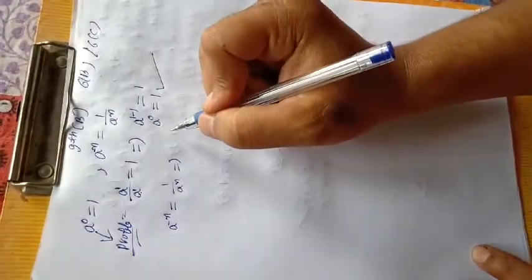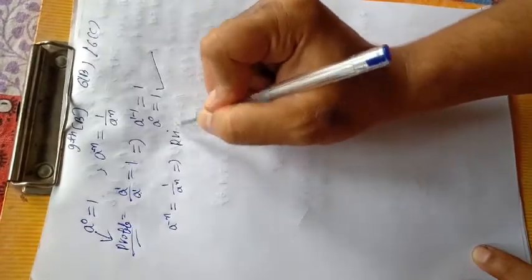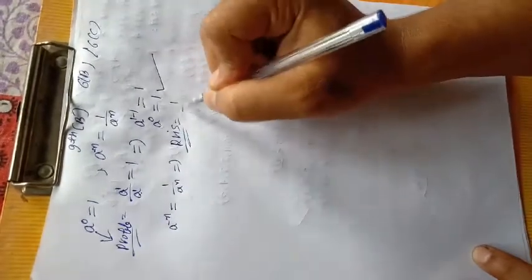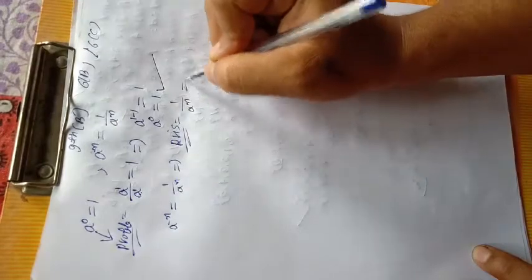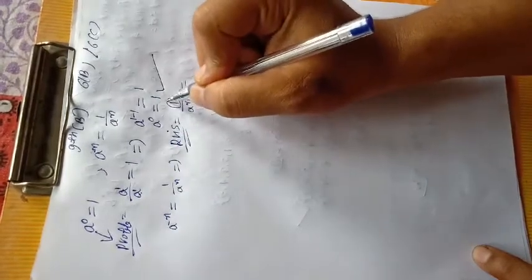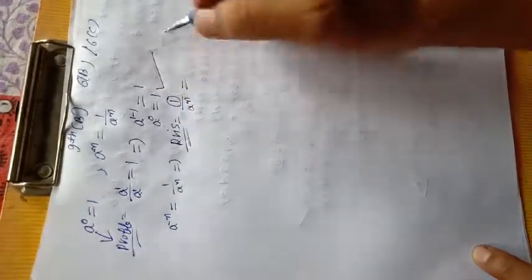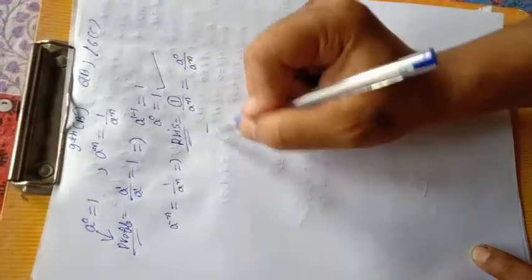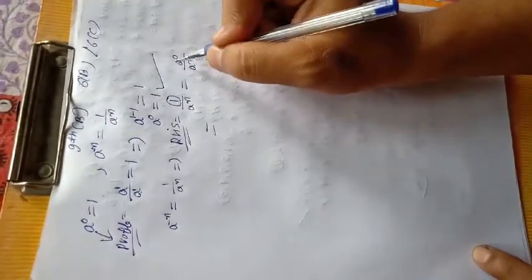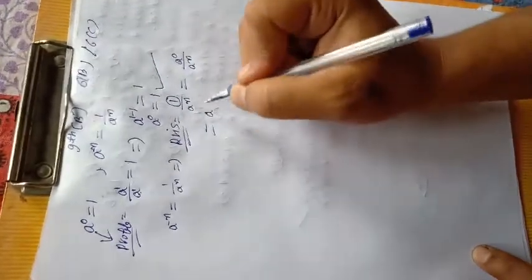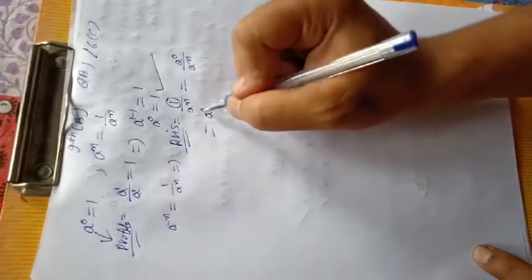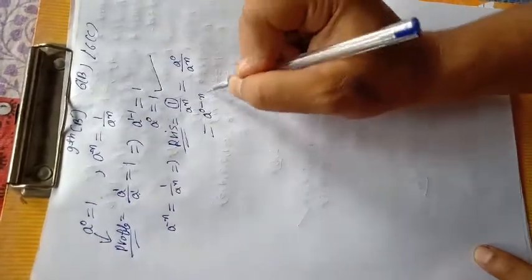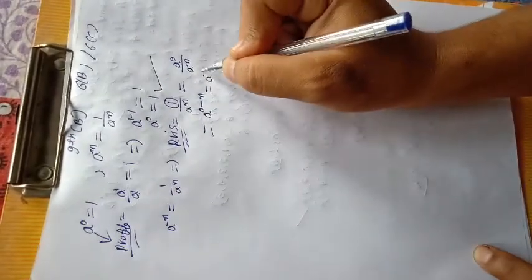We know that from the right hand side, 1 upon a to the power n, we know that 1 equals a to the power 0. So a to the power 0 upon a to the power n. Now when the base is the same and in a division the powers are subtracted, the power is 0 minus n, and this equals a to the power minus n.